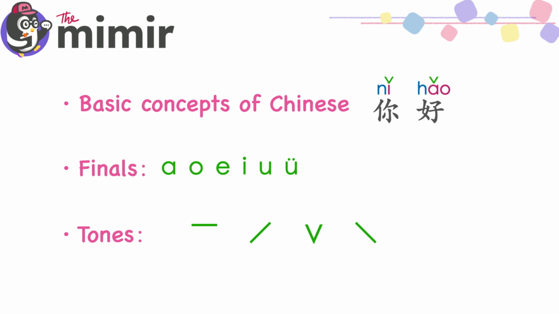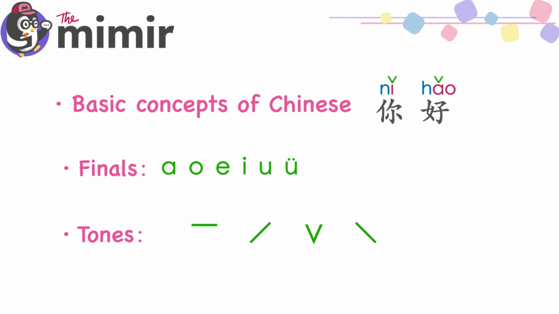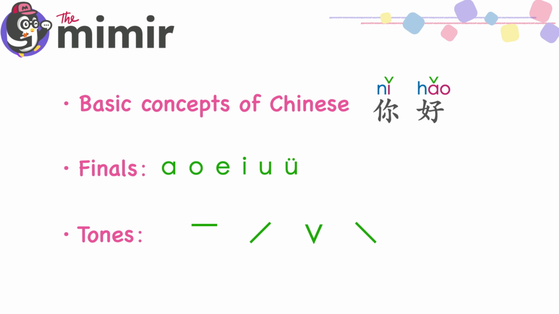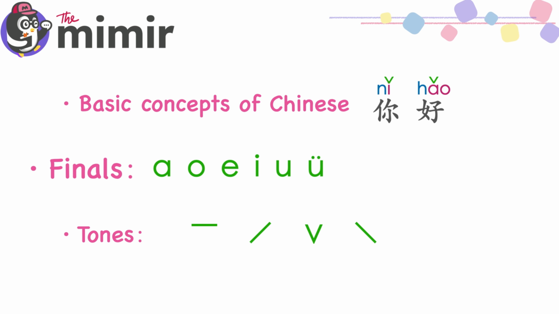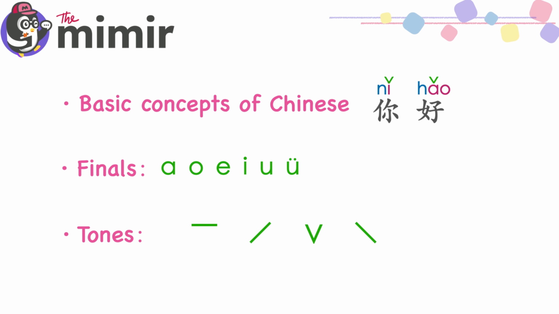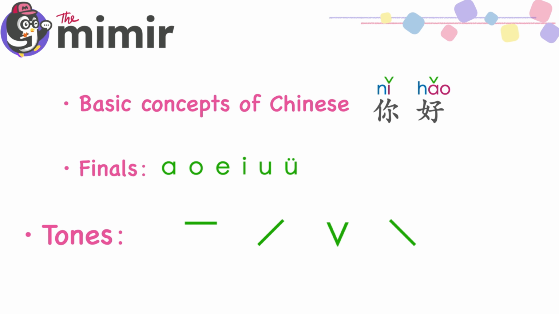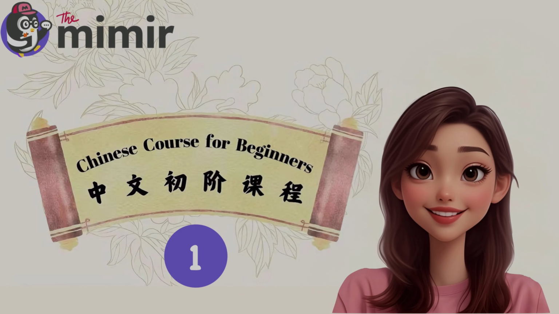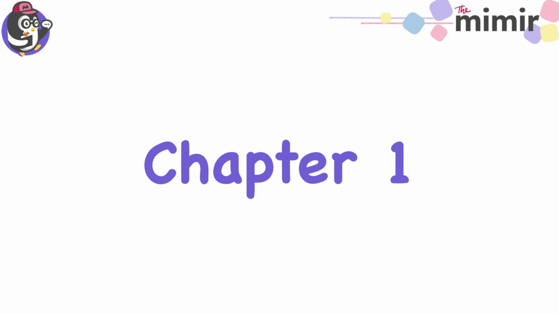In this video, we are going to learn some basic concepts of Chinese. The 6 basic finals and the Chinese 4 tones. Chinese course for beginners. Chapter 1. Part A. 你好.